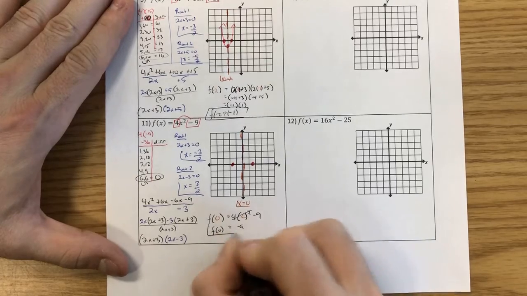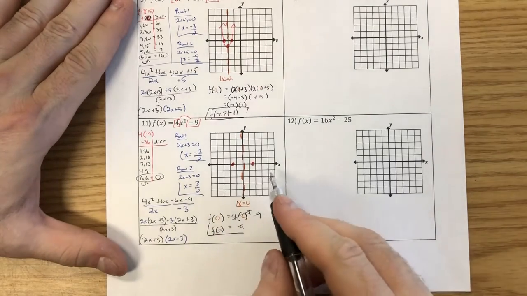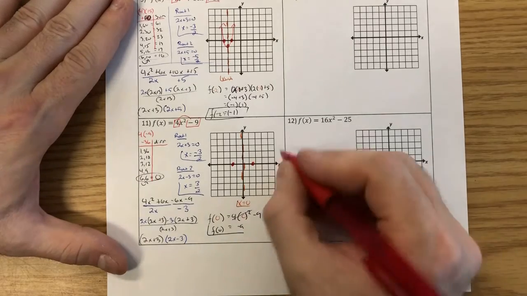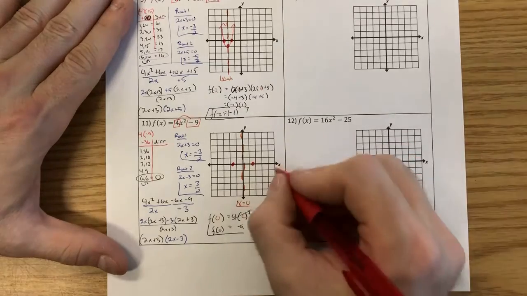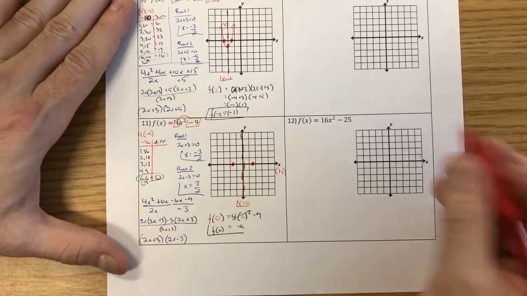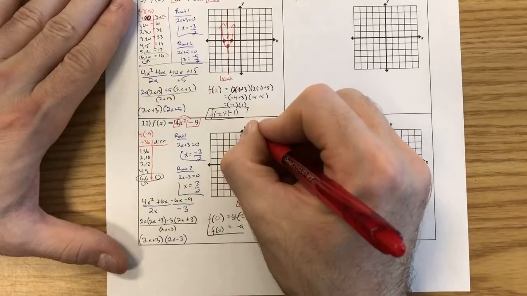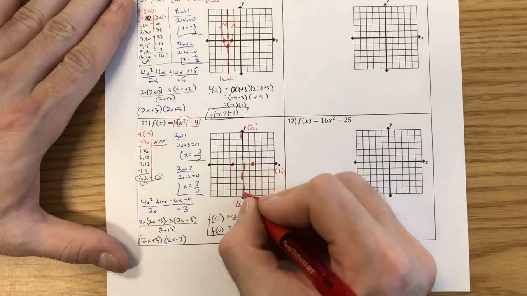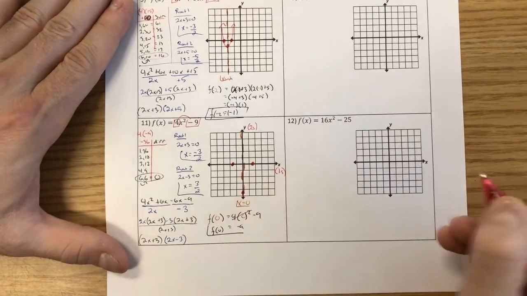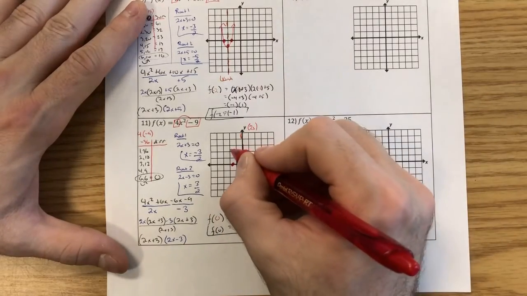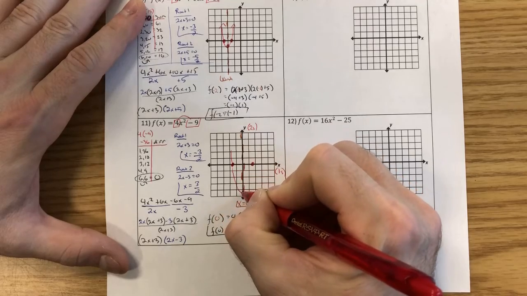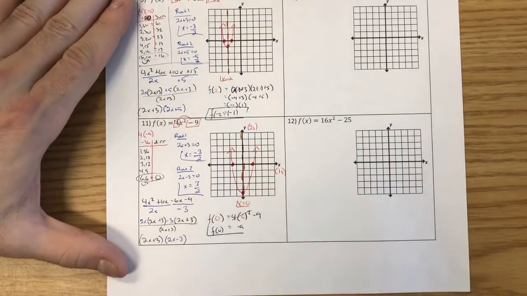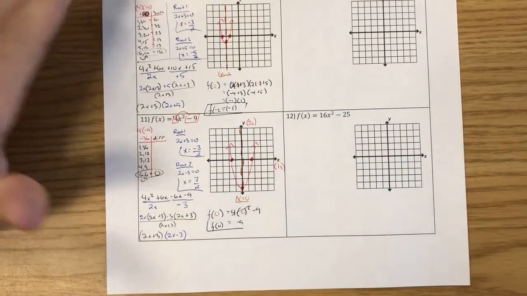F of 0 is negative 9, which, unfortunately, on my 1-by-1 graph, I'm going to have to change things up a little bit. I've already graphed my x's, so my x is going to stay by 1s, but in order to fit my y on there, I'm going to have to make my y by 2s. So now it's 2, 4, 6, 8, 9. There we go. Perfect. And there we go.